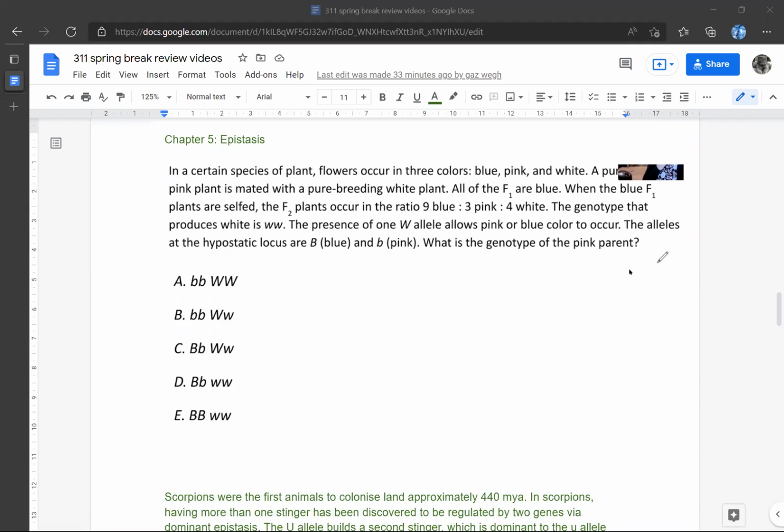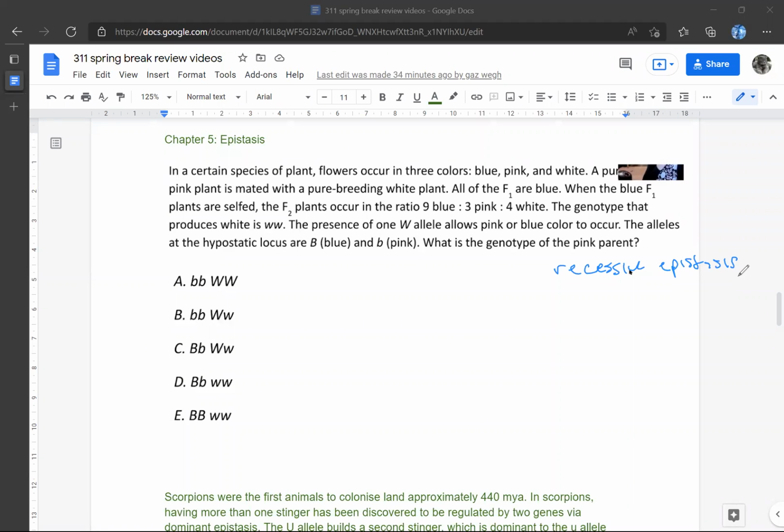Okay, so how would I answer this question? Immediately, I see this and I know what I'm dealing with. This is going to be an example of recessive epistasis. That gives our 9:3:4 ratio.